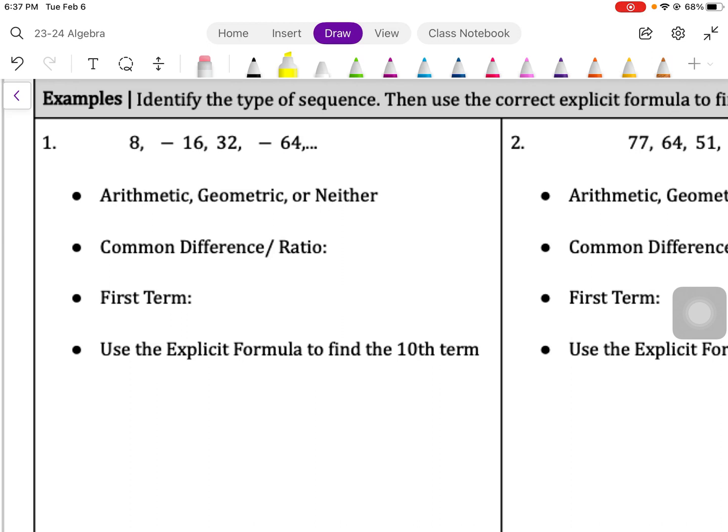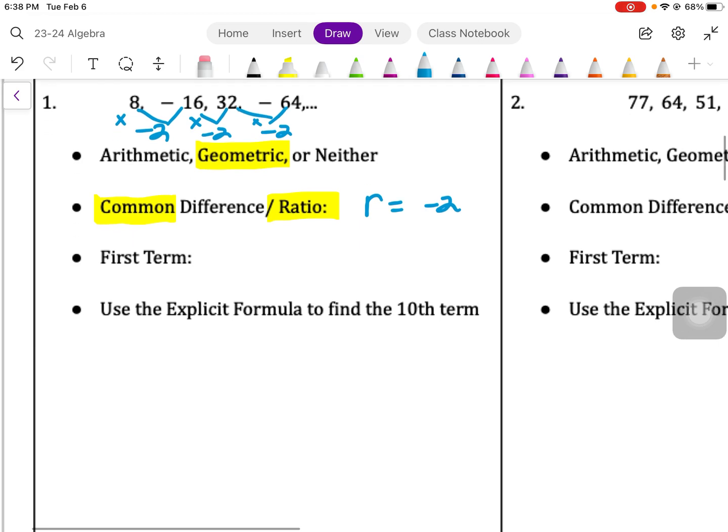So for this first one, I can see that this is not arithmetic. This is a geometric sequence. Therefore, it is going to have a common ratio. So what I notice is I'm multiplying by -2 each time. So every time I'm multiplying by -2. 8 times -2 is -16. -16 times -2 is 32, and so on. So therefore, my common ratio, which we identify as r, is -2.